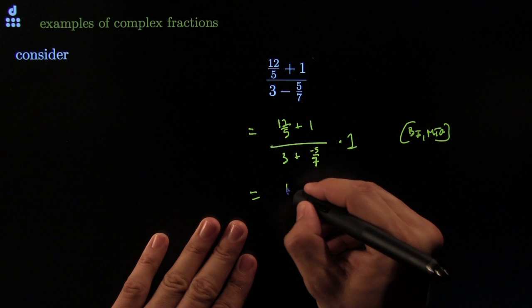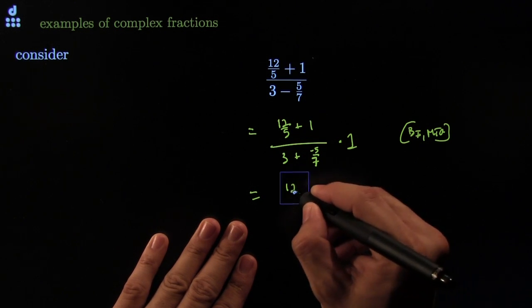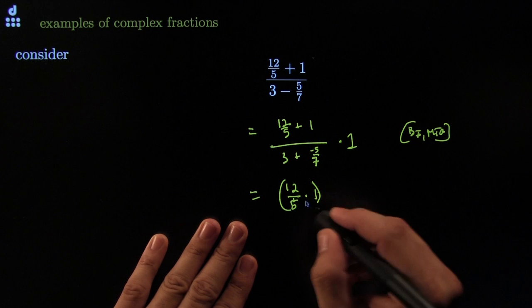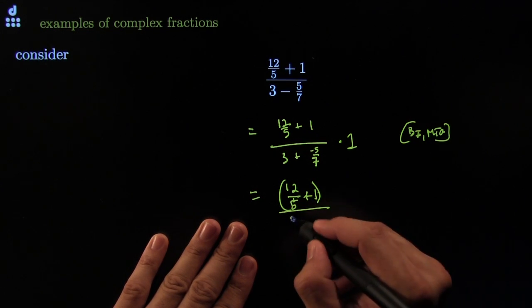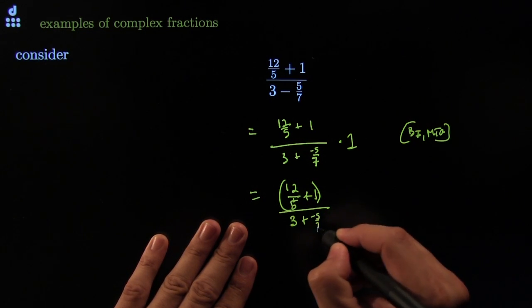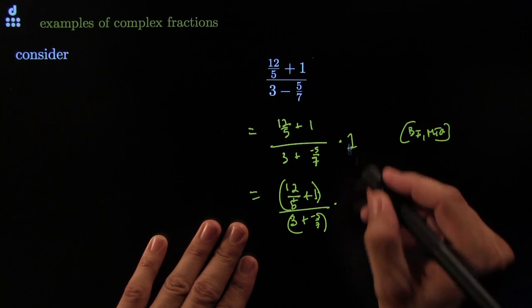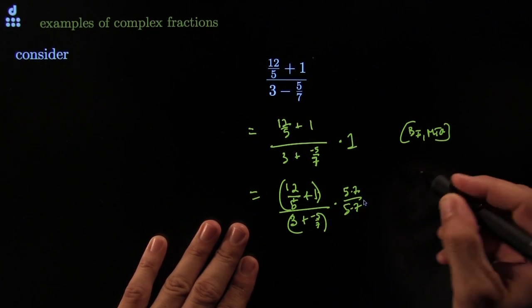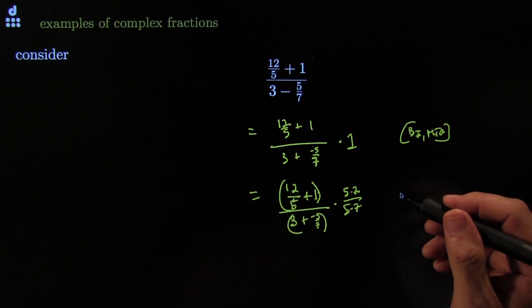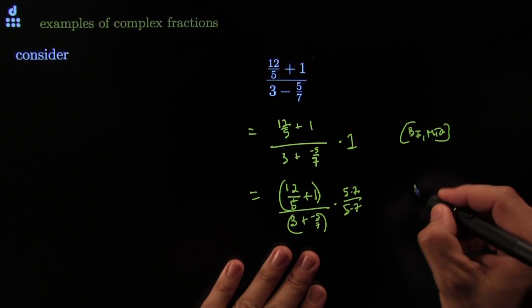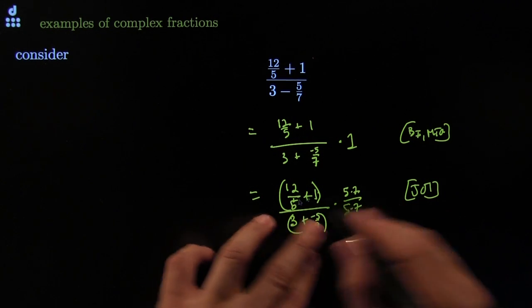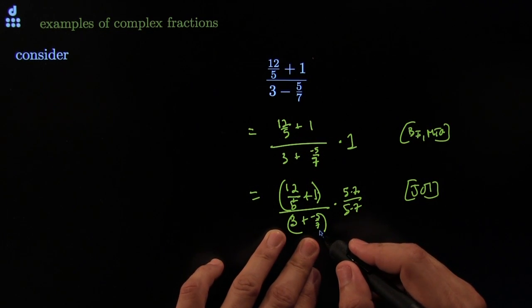And the trick here is to write it as 12 over 5, well, plus 1, all over 3 plus negative 5 over 7. And I'm going to change that 1 into a 5 times 7 over 5 times 7, or 35 if you want to be a pattern hider. And why? Because that 35 will kill the 5 and it will kill the 7.